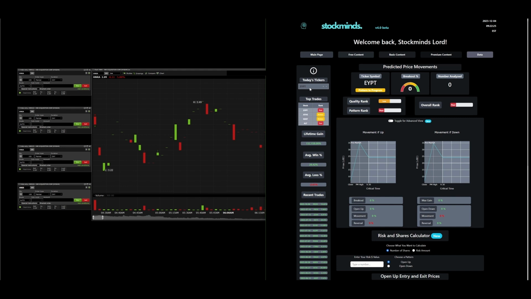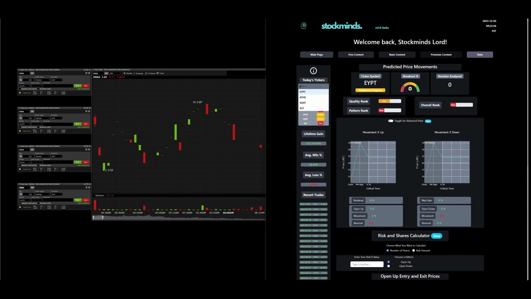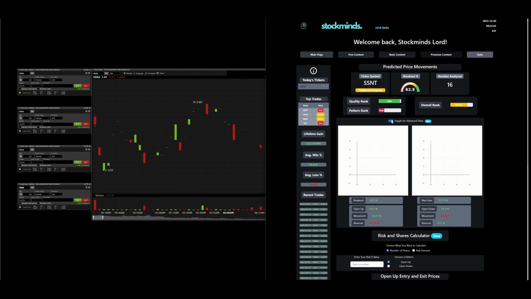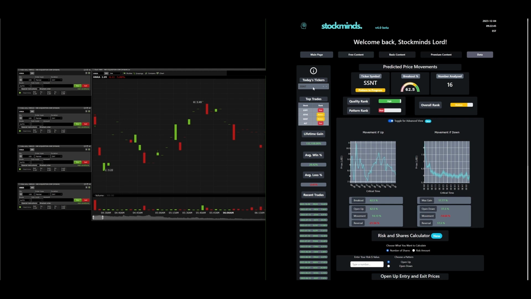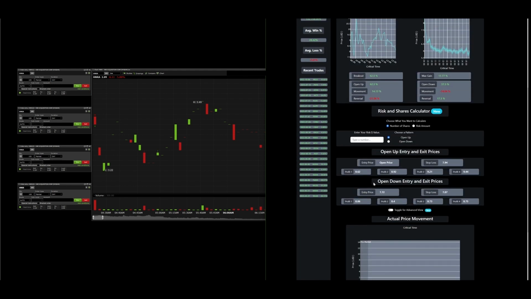Today, the only tickers that came up that had some data were SSNT and ALT. Ideally, they'd have more data for the number analyzed, above 50 or 20 even. But SSNT is the one that looks like it has the highest probability. It has a 62.5% chance of breaking out, whereas the ALT one only had 50. It's showing that it has a higher probability of moving up right at market open.